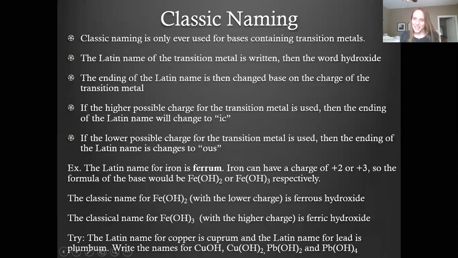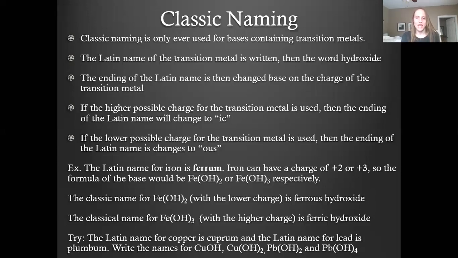The last type of naming that we have is classic naming. We're only going to learn the classic naming for 3 different metals: iron, copper, and lead. All 3 of those metals have 2 fairly common charges. One is higher, one is lower. The higher one will have the ending of -ic. The lower one will have the ending of -ous when it is combined with hydroxide.